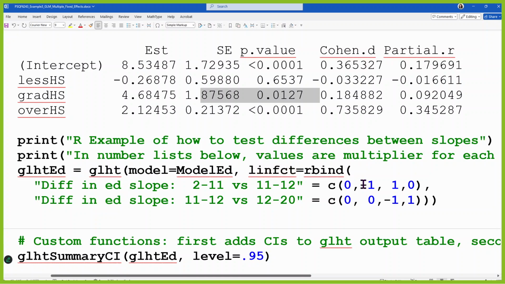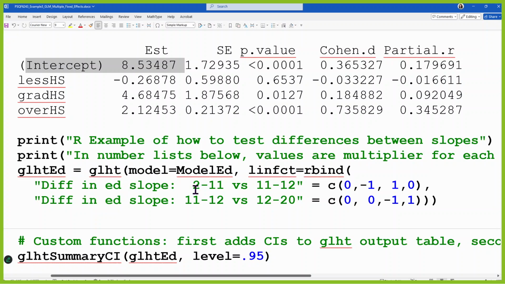That is what these little things are doing in here. So it's in the order in which your output appears. So the first column of this is 0 because that refers to the intercept. And I'm not doing anything with the intercept right now. I'm testing differences between the slope, so the intercept is irrelevant.